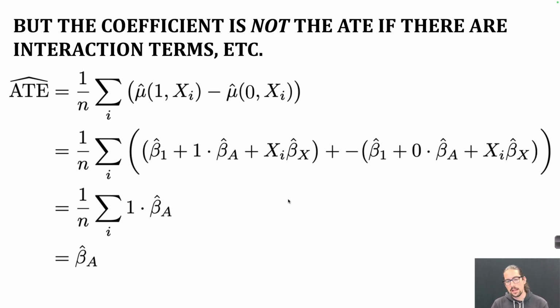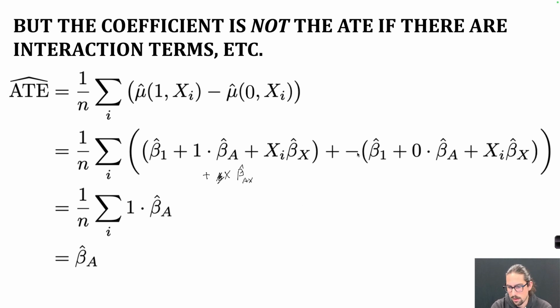Now, the problem is that this becomes a little more complicated if you have interaction terms. And so I'll show you. This happens. So let's say, for example, that here we had a term that was A times X. So that's some interaction term times some beta hat AX. Now, A here is set deterministically to 1. So this is just going to be X times beta AX.